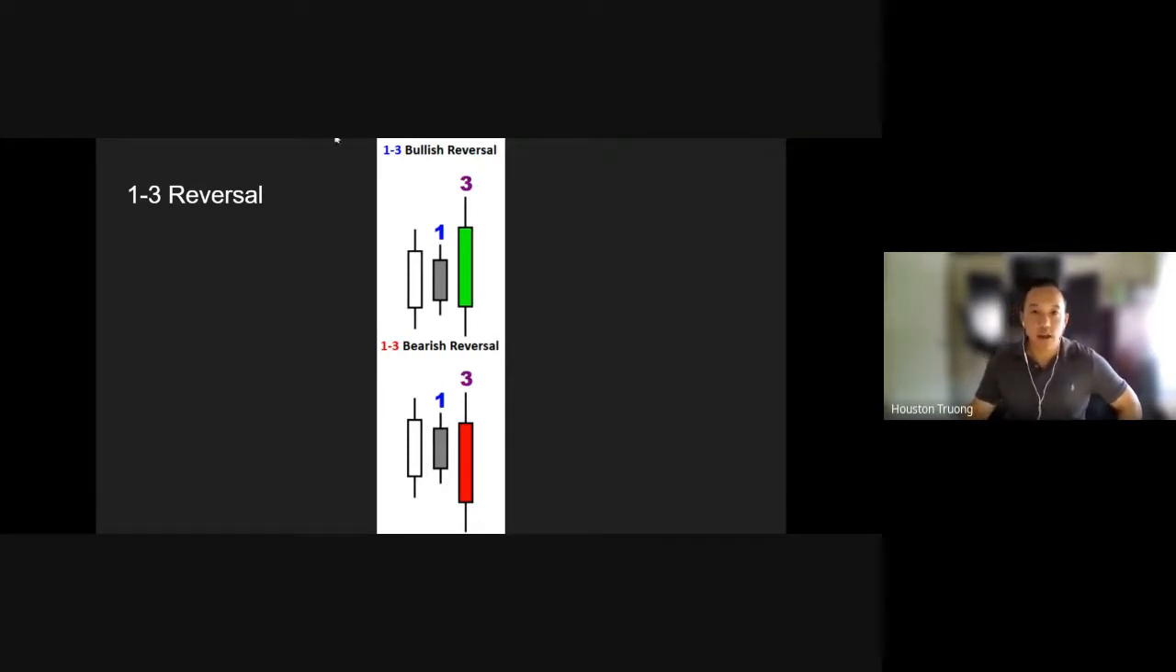The last one, 1-3 up, 1-3 down. So the first example, once again, let's say your price is in a downtrend, and all of a sudden it goes 1, and it starts off as a 1-2 down, looks really, really bearish, and all of a sudden turns from a 2 down, and then it goes all the way back up again, turns into a 3. Now it's a 1-3 up reversal.